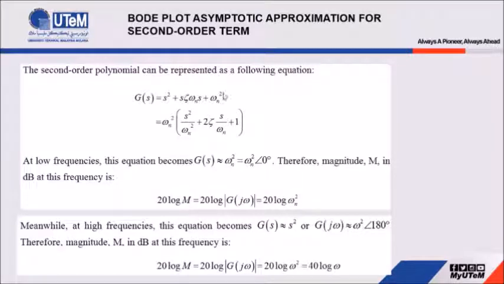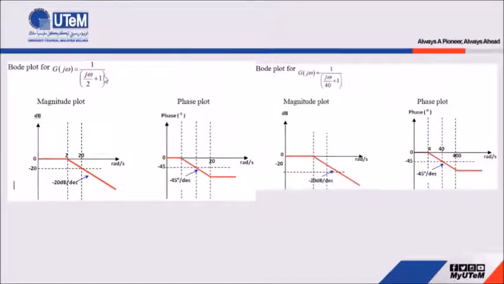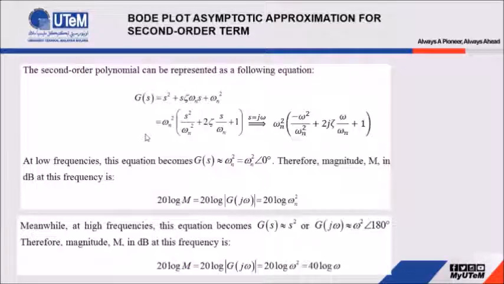And why do we need to change this form until we get this form? Because we want to make sure this component is equal to 1, which is the same as the previous explanation about the first order system, where this component should be equal to 1. So before we can plot this Bode magnitude and phase, first we have to change s to j omega. So after we change this to j omega, the equation becomes like this.